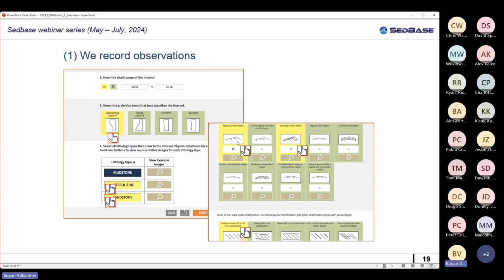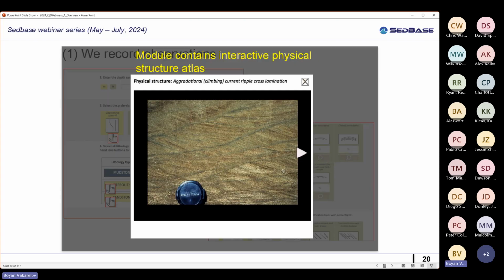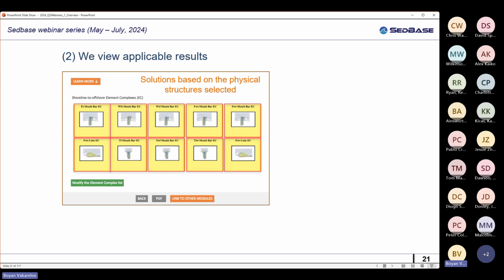We then have an interactive app where you can physically click on the various physical structures that you can observe in the interval, and you can also give their percentages. So this is your input in this case, observations that you're making in core. We have an integrated physical structure atlas as part of this app, so you can directly, even in the core store, if you like to, go in and look at images of what we think some of the physical structures that you're observing look like. You do this, you characterize your data, and then you get a set of results. So we have big rule-based tables in the background, which give you possible sets of interpretations based on the observation that you just made.